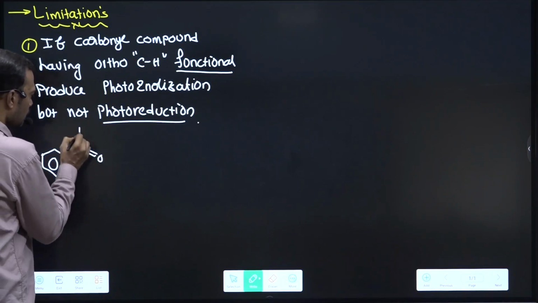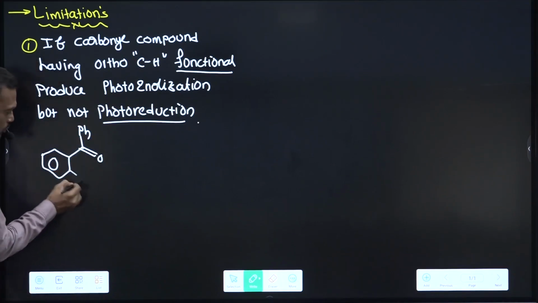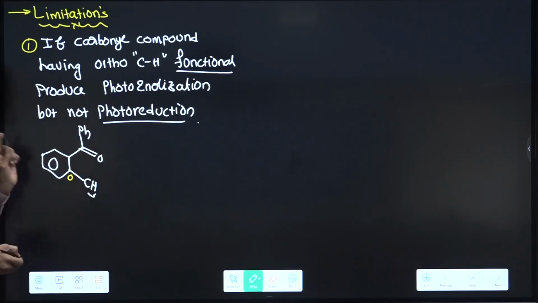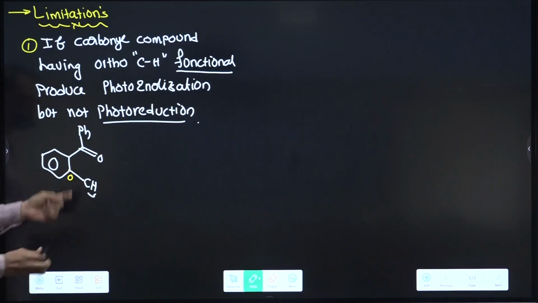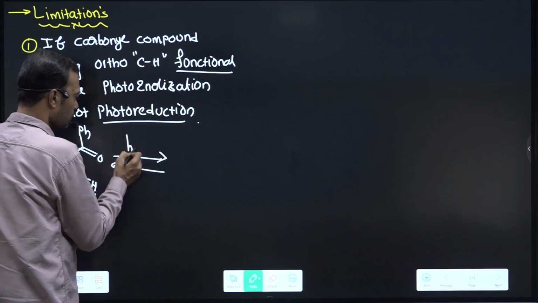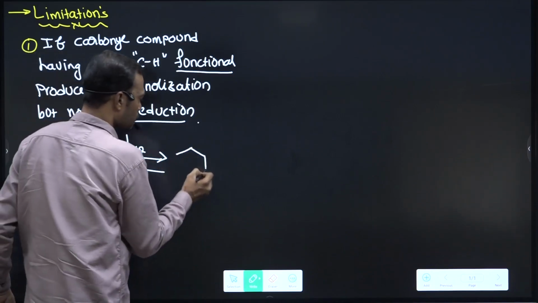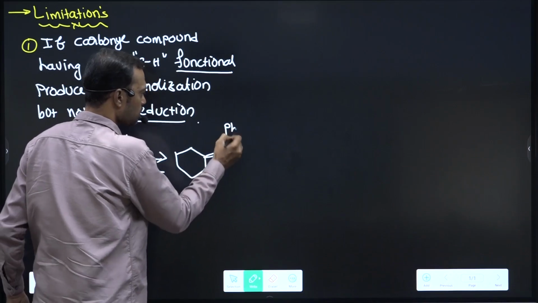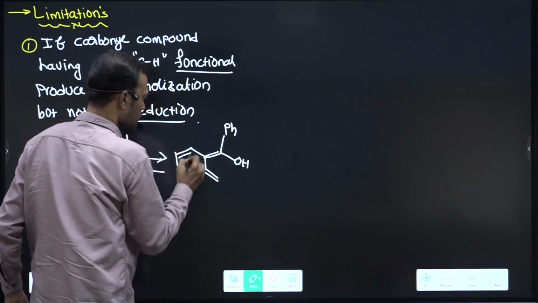So this is that case. This is an aromatic carbonyl compound with a CH functional group, minimum, at the ortho position. Now this carbon has CH. How many CH are there? Three CH, but minimum one CH is present at the ortho position. On that occasion, remember, if any photochemical symbol is given, your answer is not photoreduction, your answer is photoenolization. This is Ph and this is OH. This is the answer.